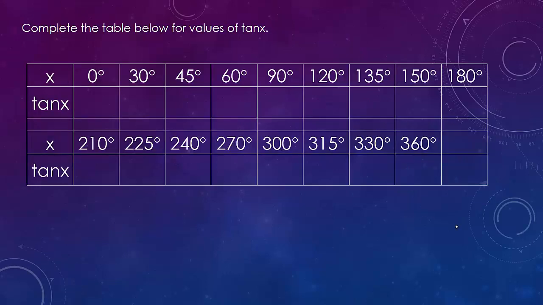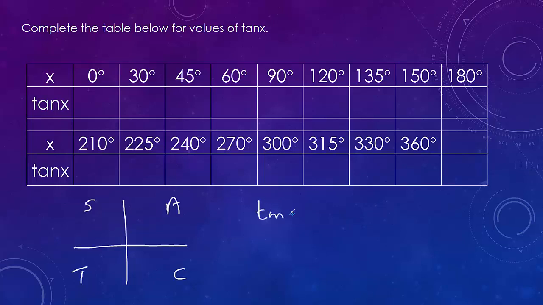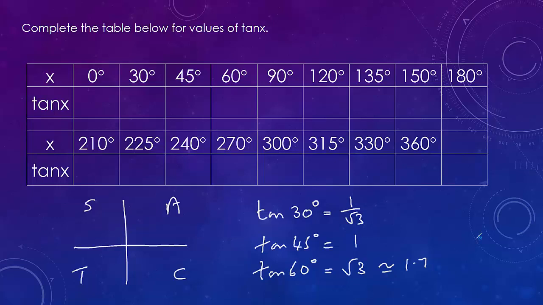Tangent function. Complete the table below for values of tan x. Now once again we can use the cast diagram, and we can use some standard values that we know. So tan of 30 degrees is 1 over root 3. Tan of 45 degrees is equal to 1. And the tan of 60 degrees is root 3, which is approximately 1.7 as far as we need to know for the graph we're going to be drawing.